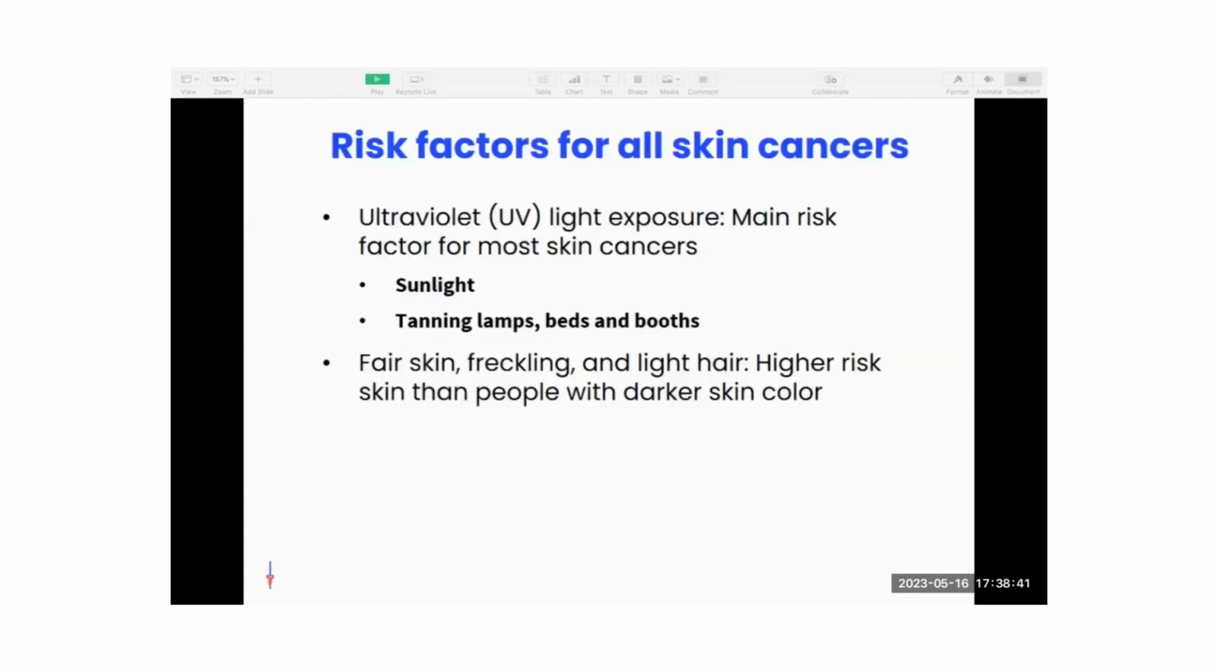Of course, number one cause of skin cancer is sun, UV light, tanning beds, on and on. Fair skin, freckling, light hair, of course, do have higher risk, but that's not the whole picture, because we all know it's like the smoker who never gets lung cancer. We have people who've been out in the sun all their life and never get skin cancer. So there's more to it than that.